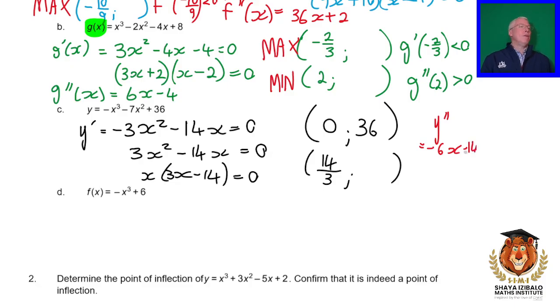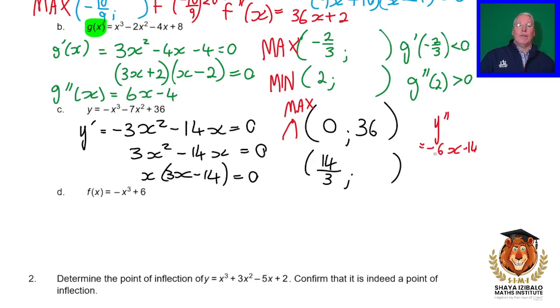Now, when we put 0 in, we're going to get a negative value. And if we get a negative value, the graph's concave up. So this point over here is actually a maximum. When we put 14 over 3 in here, we actually get a negative answer. When we put 14 over 3 in here, we're actually going to get a positive answer. 14 over 3, no, we're not going to get a positive answer.